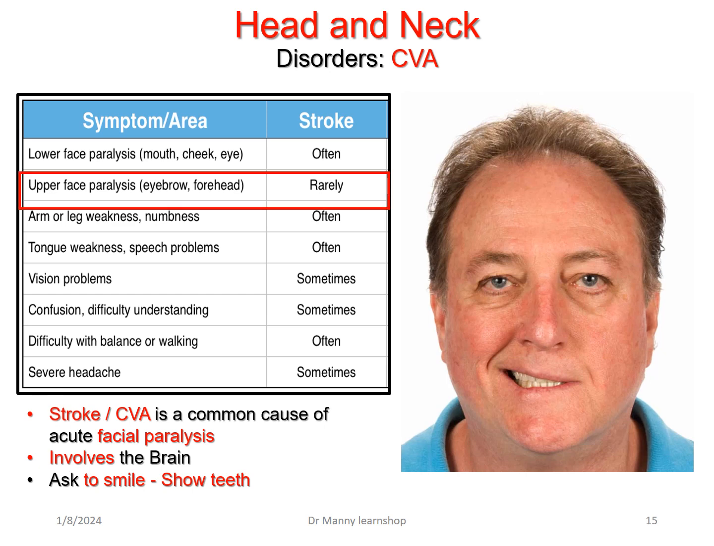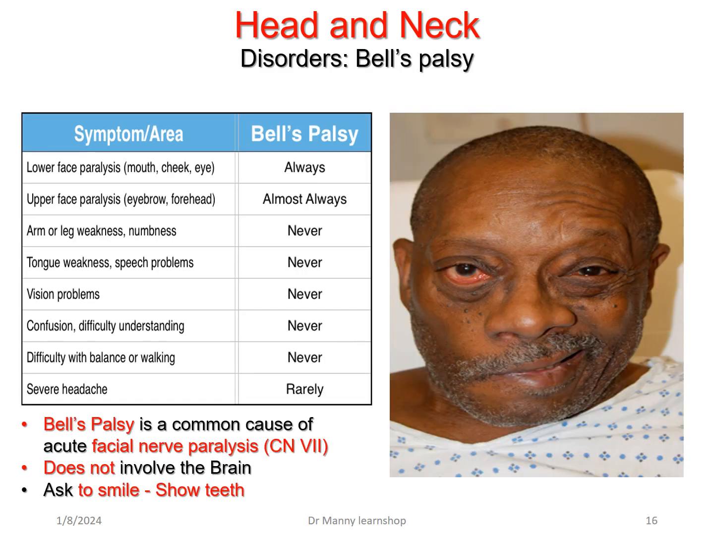Here we can look for CVA. There's typically upper face paralysis. Note the eyebrow and the forehead. But this occurs rarely. When we look at other disorders of the head and neck, this could be Bell's palsy.